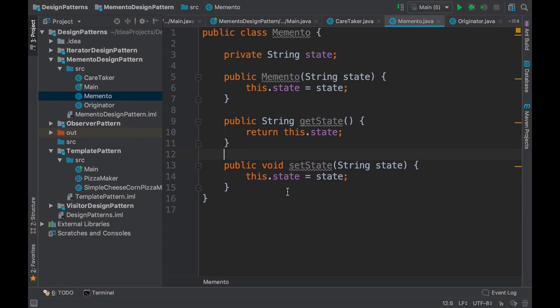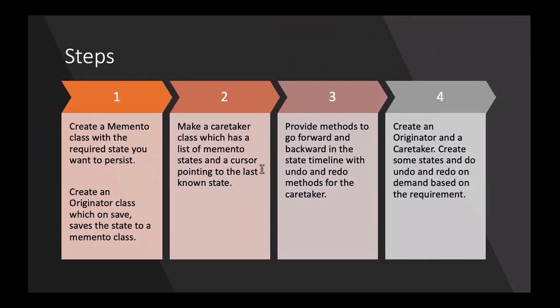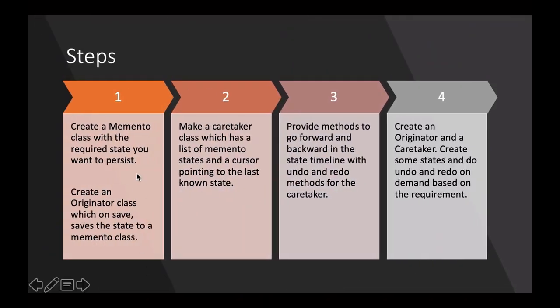This is the only thing which we need here. Since we are only persisting this state, and we only want to track changes in this state, we only have one variable here. If your memento is very complex, you can have multiple variables and multiple data types persisted. For this small example, I am going to stick with this string state, which will hold the current state. Now let's go back to our steps list. So the first step is finished now.